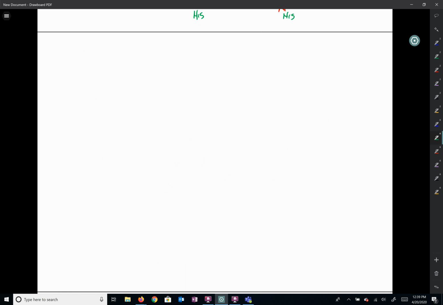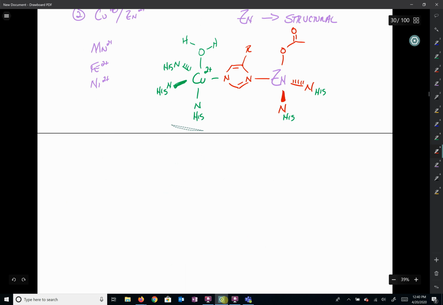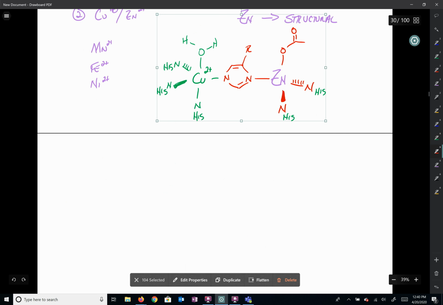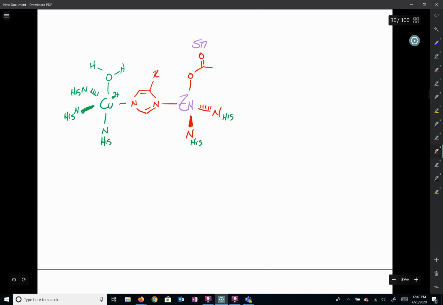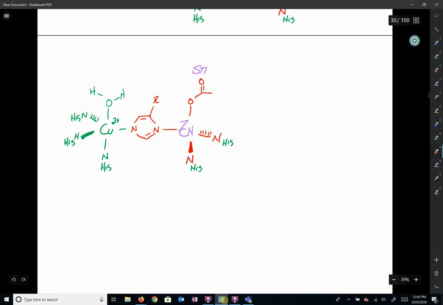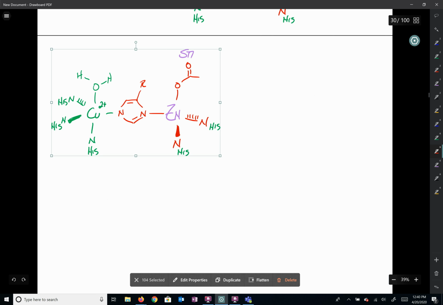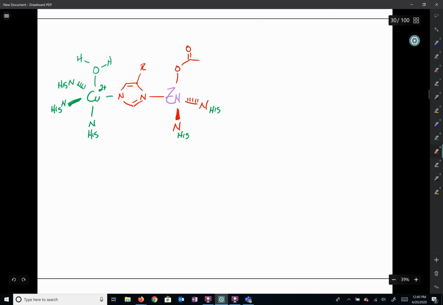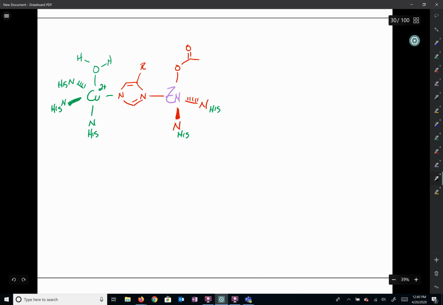So let's sketch out a simple catalytic cycle of what's going on. I'm just going to borrow this. Here's how things start. The first thing that happens is superoxide comes in, and the water is going to leave. And remember, this is going to come in and bind at the copper center here.